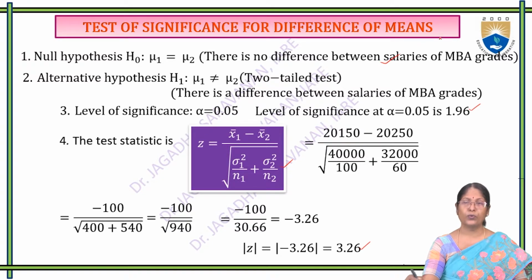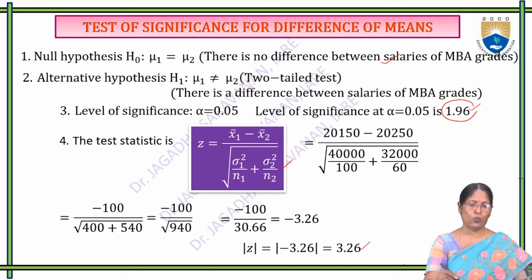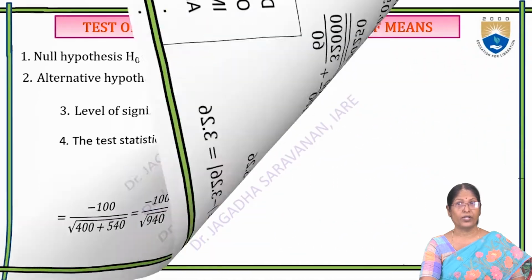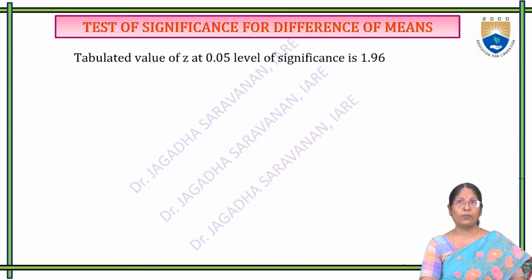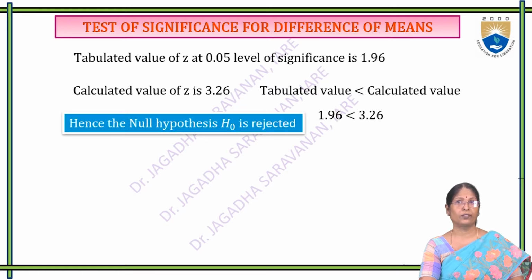Always, for the null hypothesis to be accepted, the tabulated value should be greater than the calculated value. But unfortunately, our tabulated value is less than the calculated value. So what we defined in the null hypothesis, we are not in a position to accept. So it is rejected. The tabulated value of Z at 0.05 level of significance is 1.96, and the calculated value of Z is 3.26. The tabulated value is less than the calculated value, so 1.96 is less than 3.26. So the null hypothesis is rejected.